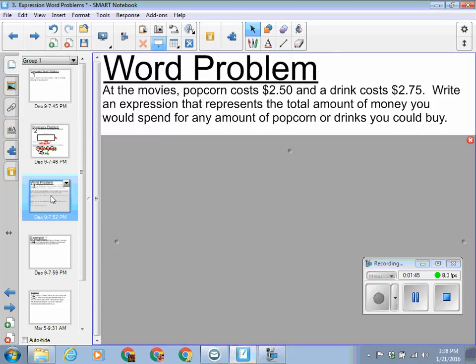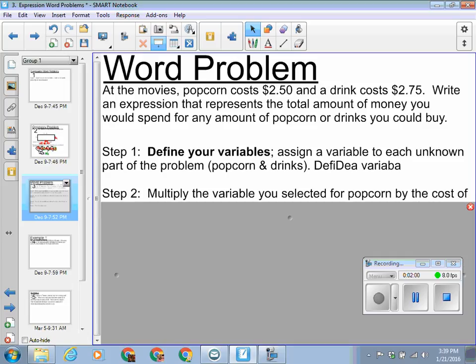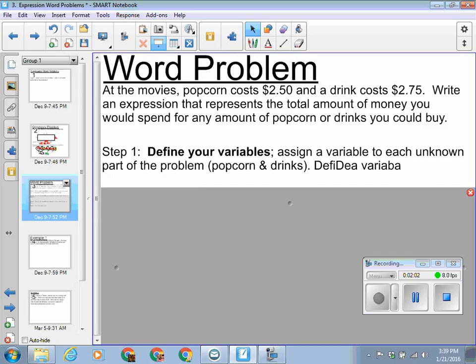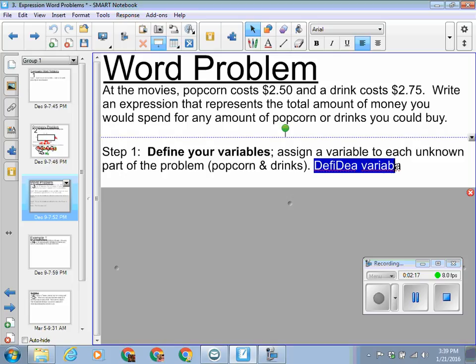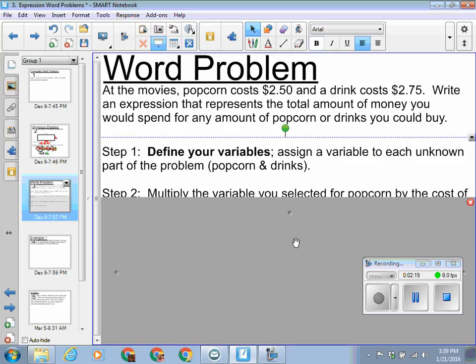A word problem. At the movies, popcorn costs $2.50 and a drink costs $2.75. We're going to write an expression that represents the total amount of money you would spend for any amount of popcorn or drinks you could buy. First, we're going to define our variables. We're going to assign a variable to each unknown part of the problem. In this case, we have popcorn and drinks, and the prompt says to define the variable, but obviously we have a typo.